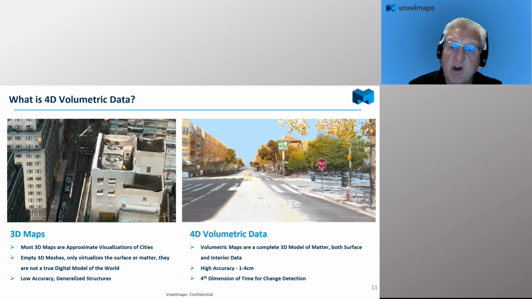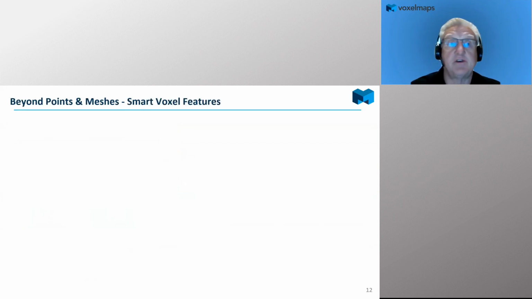Whereas the 4D volumetric data is a complete data set, a 3D model of all the matter, both surface as well as interior data. Very high accuracy. As I mentioned before, we're doing collection at the 1 to 4 centimeter level, and each voxel has multiple time states. So you have this fourth dimension of time for automating the change detection process.